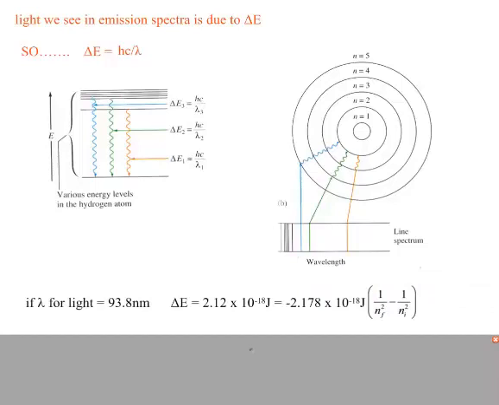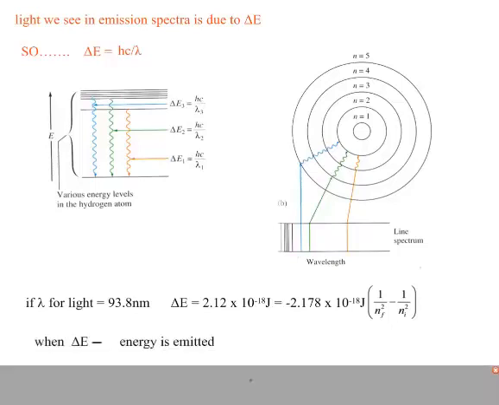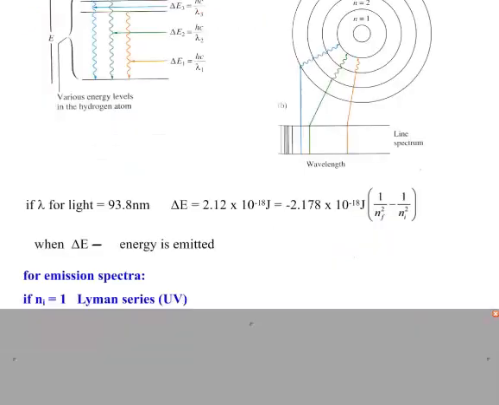We have a wavelength of light of 93.8 nanometers. We have a change in energy equation where we're going from n equals some number to n equals some other number, and so we can try and figure out what is the energy change between these two. What produces this wavelength of light? So when that negative sign is there for delta E, energy is given off, so we are forming an emission spectrum. For emission spectra, we have three different kinds we can have. We have ultraviolet emission spectra, we have visible emission spectra, and we have infrared emission spectra.